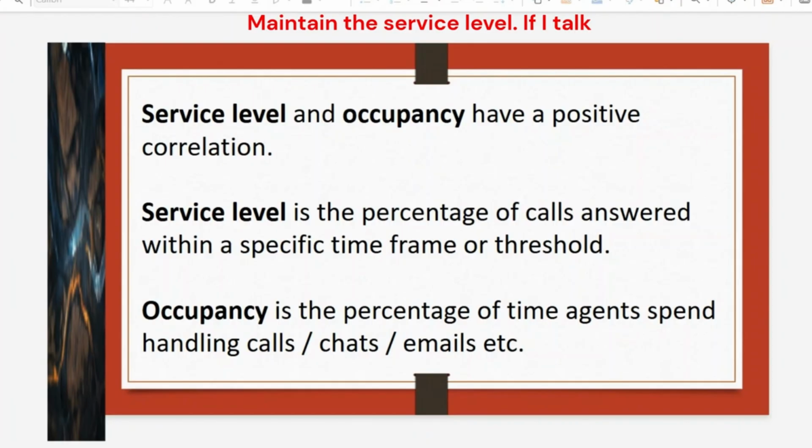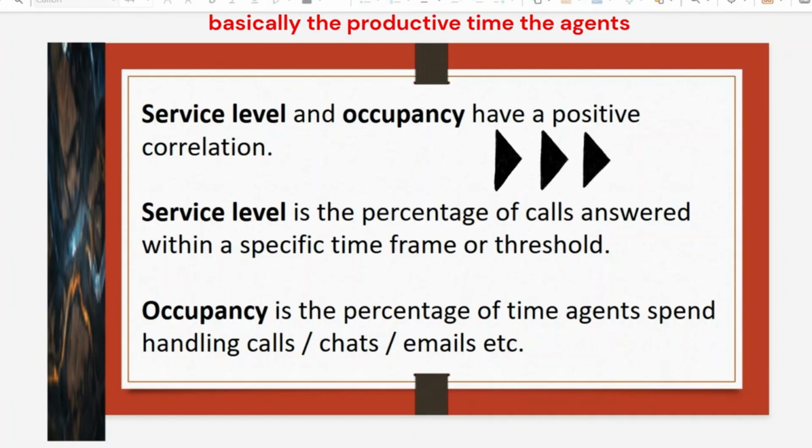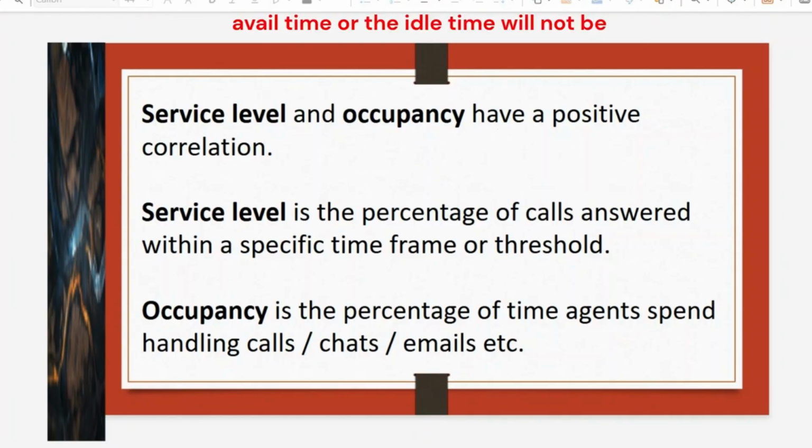If I talk about occupancy, it is basically the productive time the agents spend doing office related work. Available time or idle time will not be included in the occupancy. So the formula for occupancy would be your total engaged time or total productive time divided by your total login time.